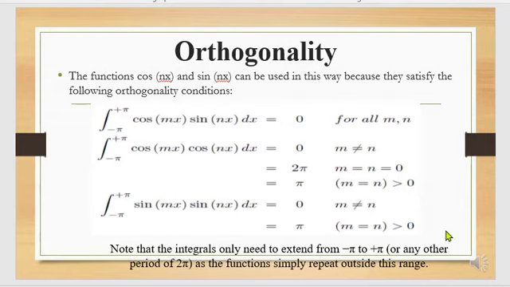Here we will note an important result, that the integral only needs to extend from minus pi to plus pi or any other period of 2 pi, as the function simply repeats outside this range. We already have discussed the periods in which a periodic function repeats itself. So this is a very important result, and these results will be used further to solve Fourier series questions.